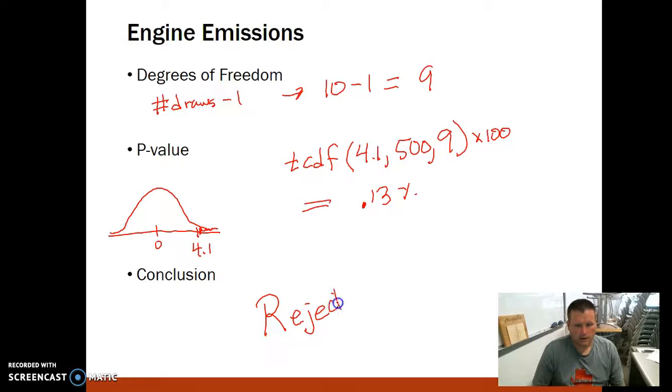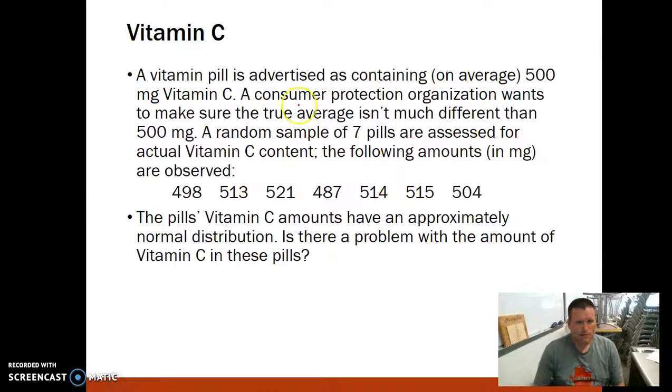We're going to reject the null. Okay. So that's how you do t-distributions. We'll do another one here, but that's how you do that. Okay. So let's look at this next one.